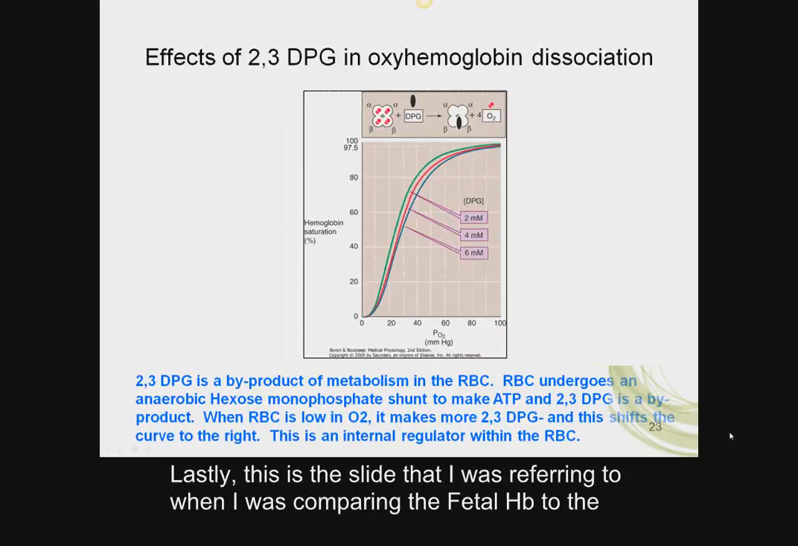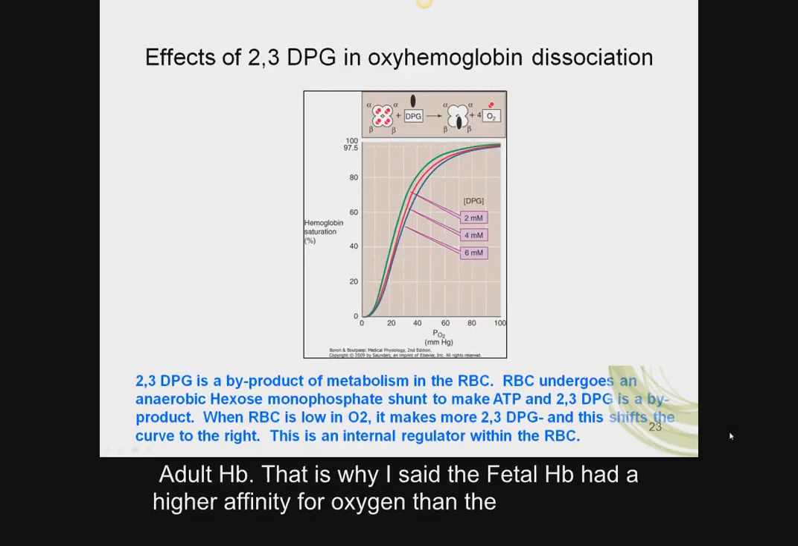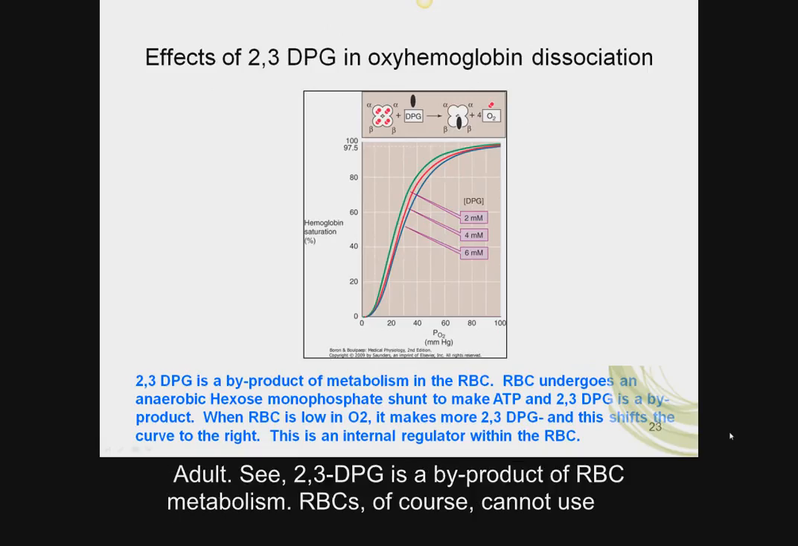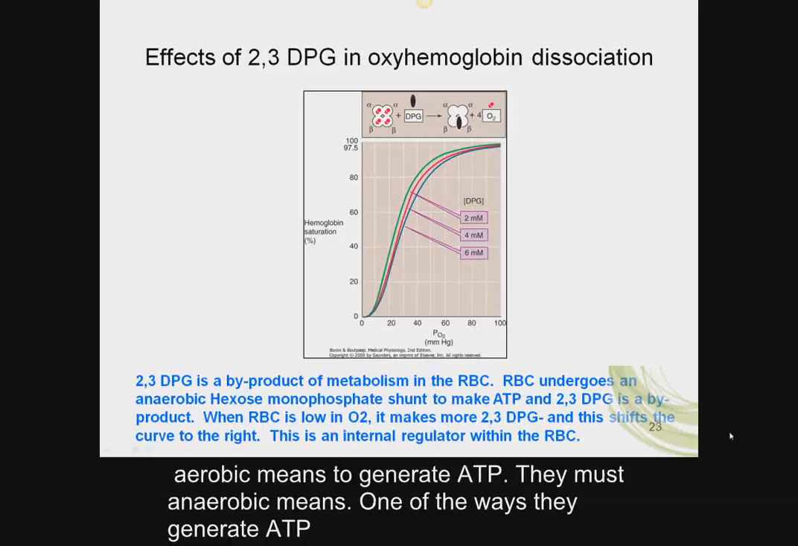Lastly, this is the slide I was referring to when I was comparing the fetal hemoglobin to the adult. That is why I said the fetal hemoglobin had a higher affinity for oxygen than the adult. This 2,3-DPG is a byproduct of red blood cell metabolism. Red blood cells, of course, cannot use aerobic means to generate ATP. They have to use anaerobic means.